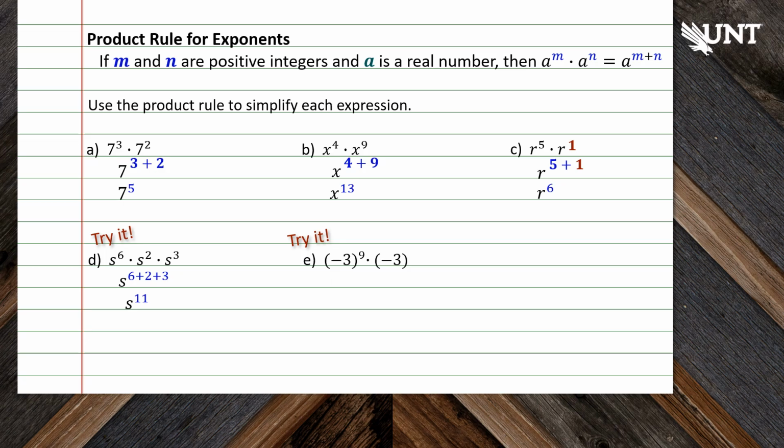As for example E, I hope you arrived at the base of (-3) raised to the power of 9 plus 1, which simplifies to (-3) to a power of 10. However, be very careful. If you do not have the parentheses, that is a completely different value. The parentheses are required. How'd you do?